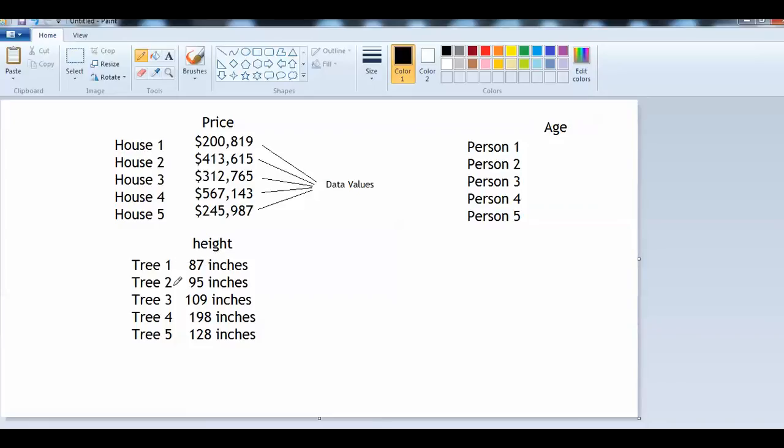If tree 1 and tree 2 were both 87 inches, we would still record a height for tree 1 and tree 2. We would record 87 inches and then 87 inches again. And we would actually still say that we have 5 data values. Even if 2 of them are repeats, we would still say that we recorded 5 data values because we did record 5 pieces of information. So these are the data values.